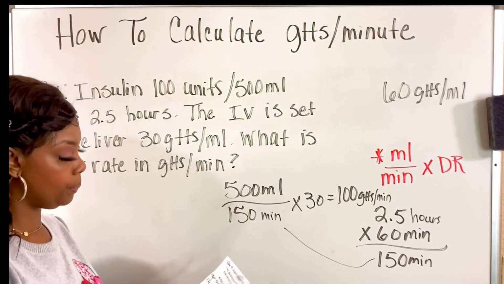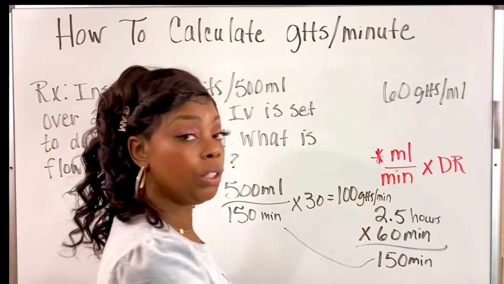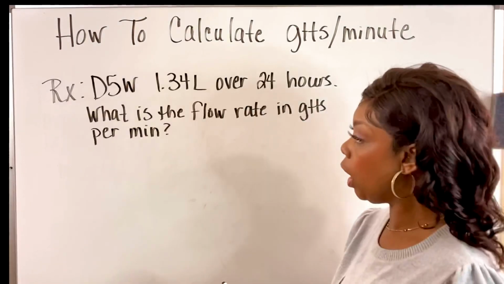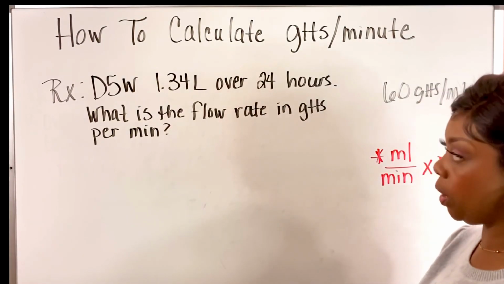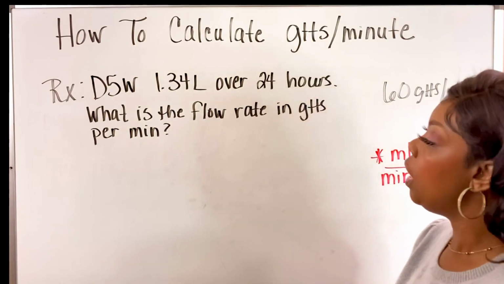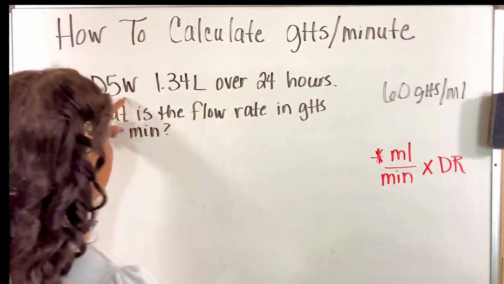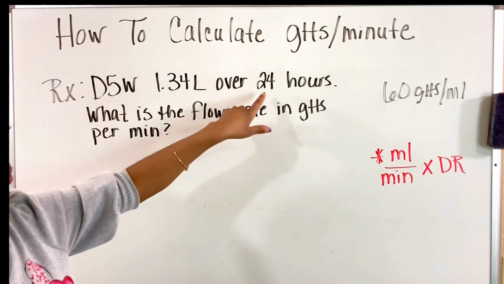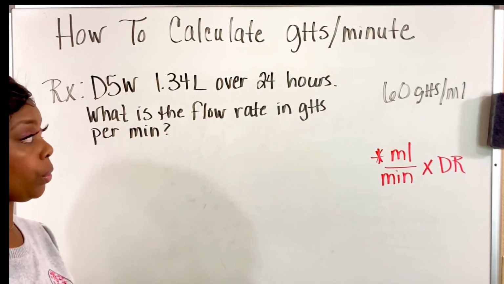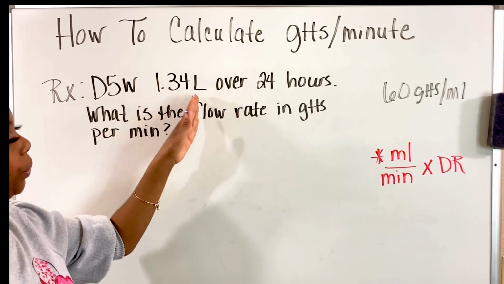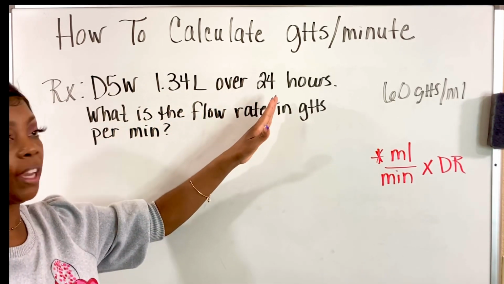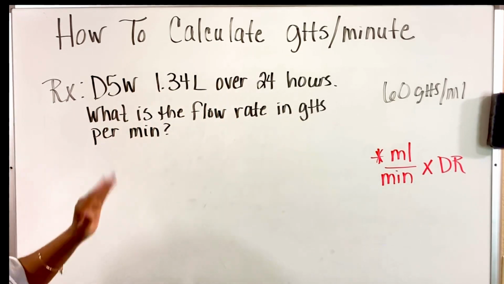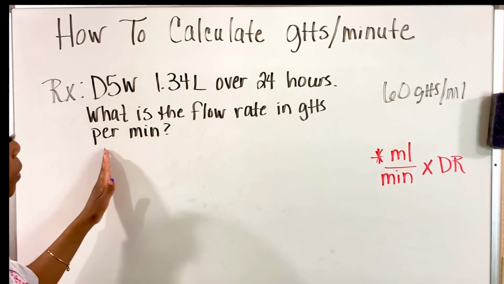All right. Okay. Let's go into our next one. I switched this one up just a little bit away from the ampicillin. So we have dextrose 5% in water, and we have 1.34 liters, and this is going to last over 24 hours. We need this 1.34 liters to be infused into the patient over 24 hours. And the question is, what is the flow rate in drops per minute?